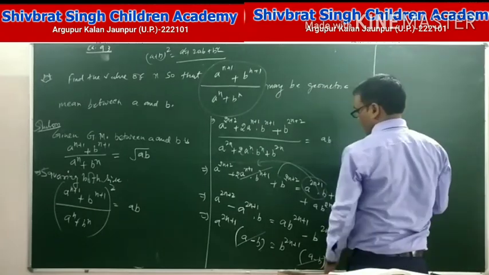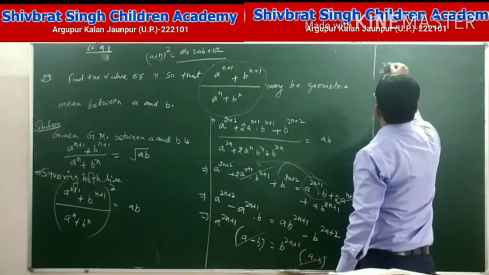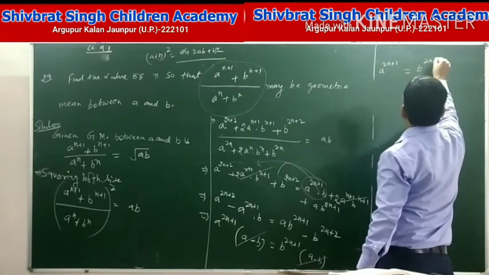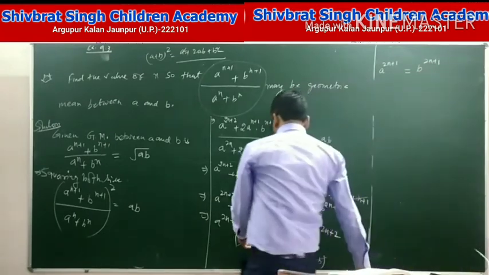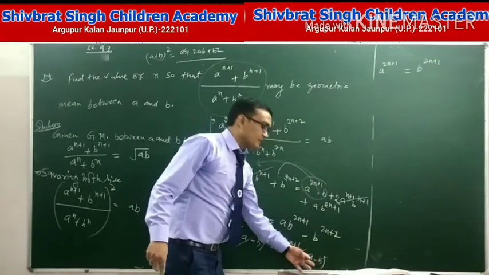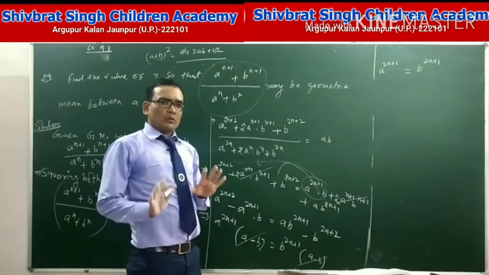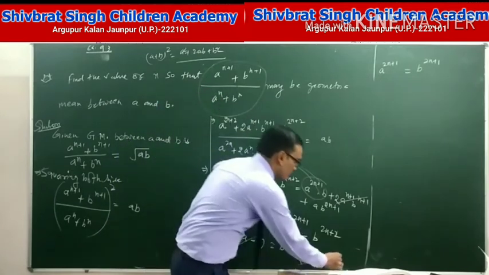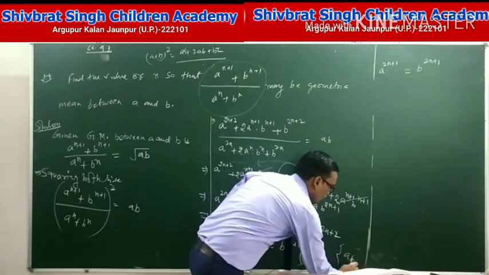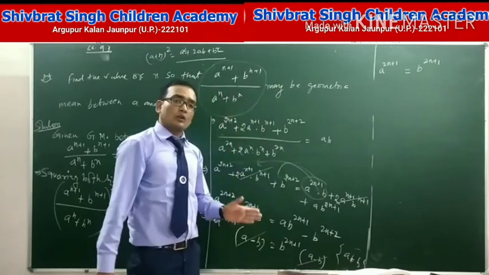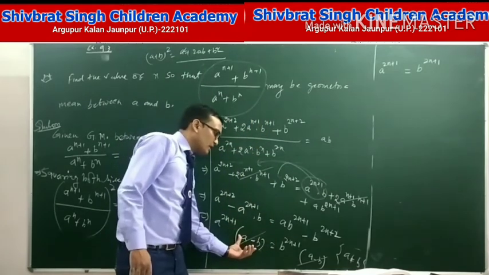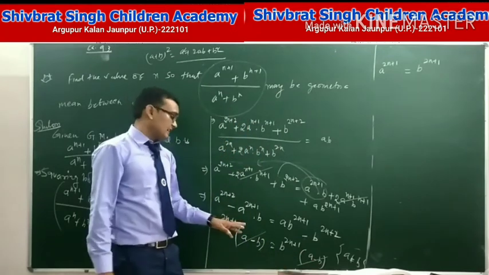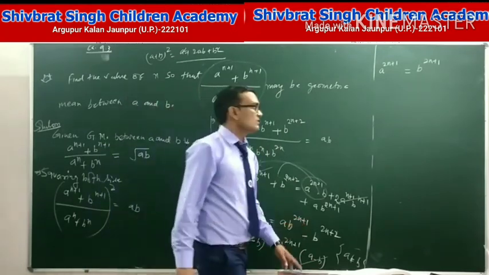And we find the value of a to the power 2n plus 1 is equal to b to the power 2n plus 1. A minus b and a minus b will be cancelled when a does not equal b. If a equal to b, then this gives the value 0 and this gives the value 0, and we cannot cancel at both sides.